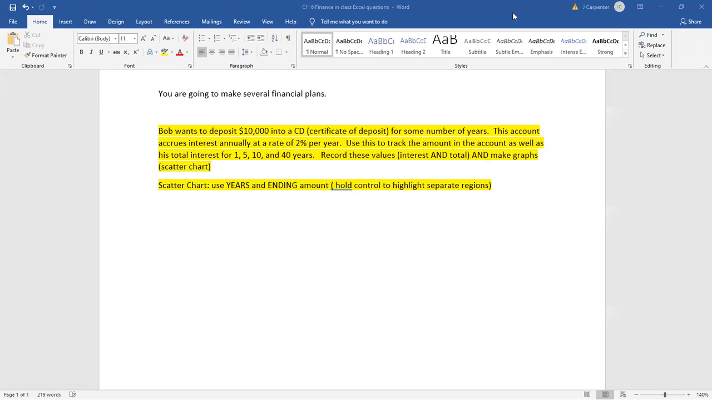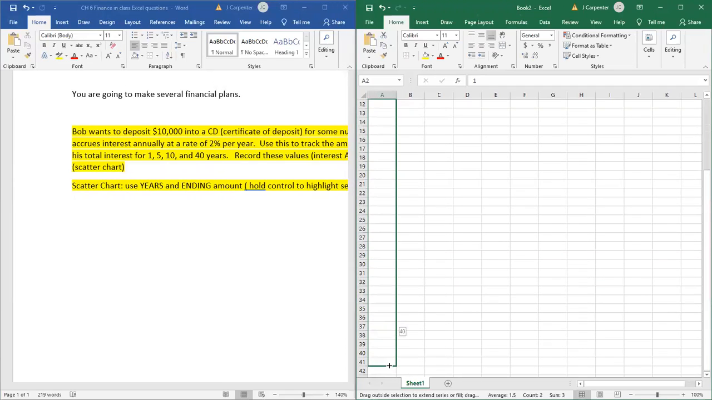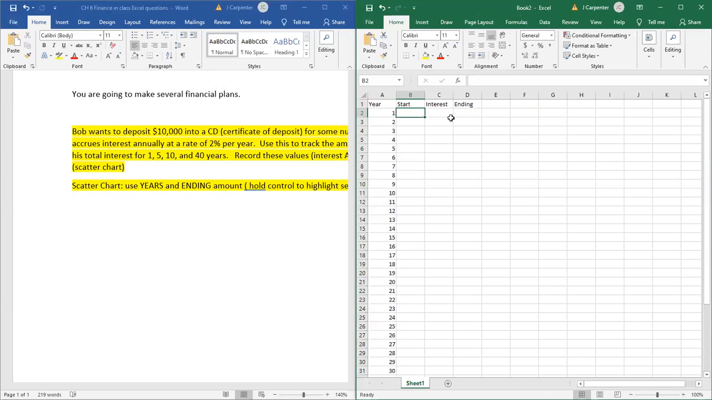All right, so we have the year, then the starting amount, then the interest, then the ending amount. And we're going to go all the way up to 40 years. So I don't want to type 1 through 40. I'm just going to type years 1 and 2, highlight both, then click the fill handle and go down to row 41. And that gives me 40 years. Wow, that was easy. The starting amount, that was the $10,000. So let's go $10,000. Then the interest, and let's format that as currency.